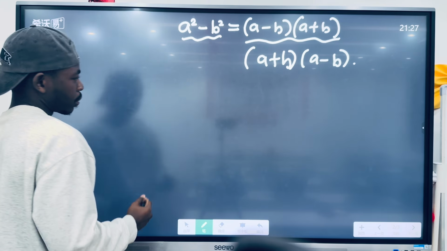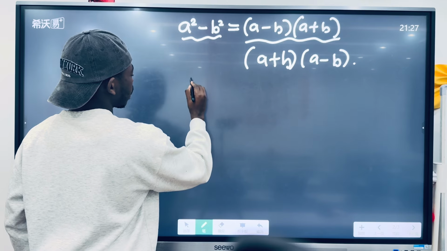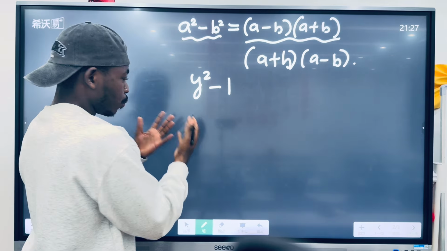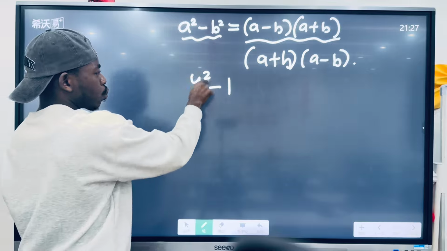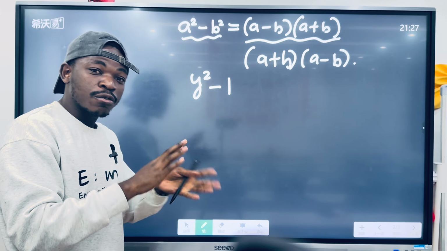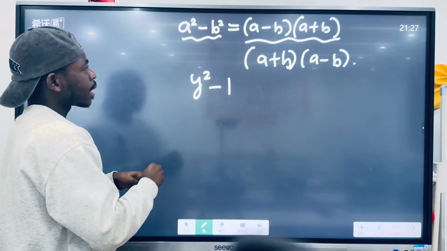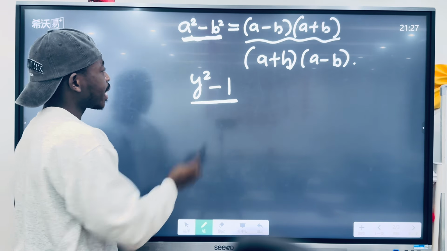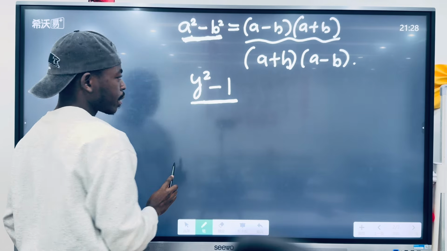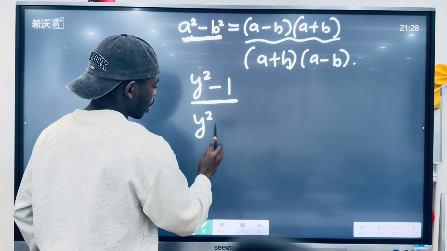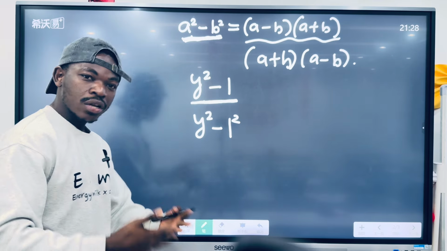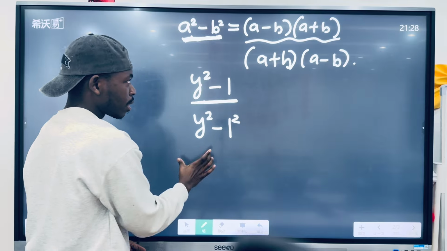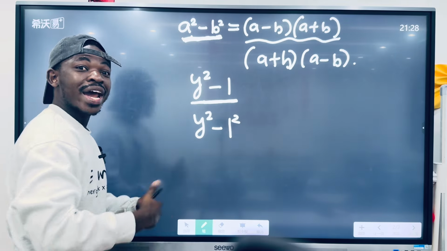So if the examiner asks you to factorize something like y squared minus 1, what do you want to do here? Once you see the square, you want to suspect that this could be a difference of two squares. Then ask, can I write this expression in this form? Yes, we can, because this is the same as y squared minus 1 squared, because 1 squared is still 1. So it means that this can also be written like that. Once you write it in this form, then you can just use this rule.